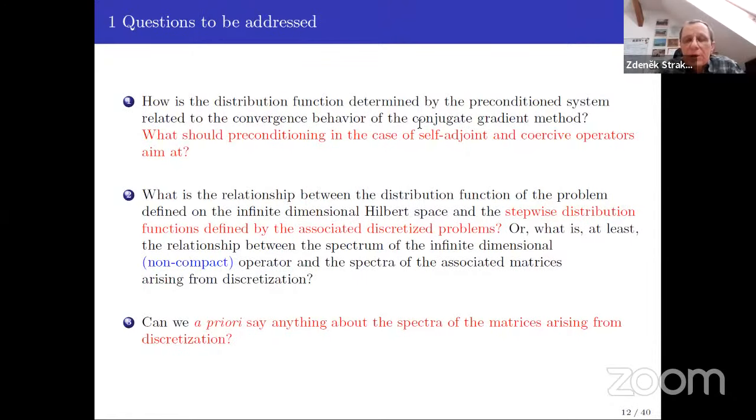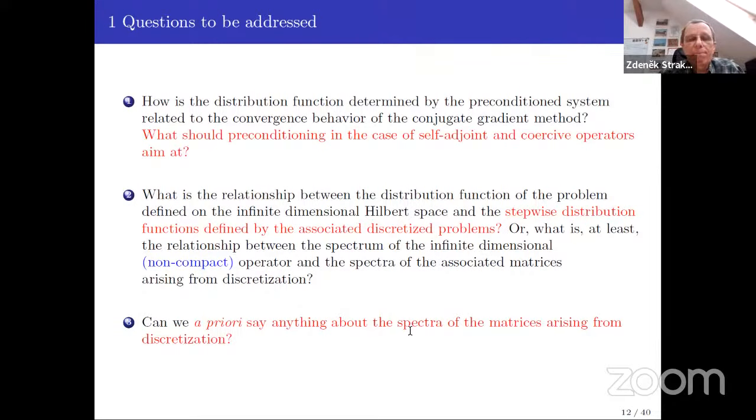So the first question is, we have said that the behavior of the conjugate gradient method for this self-adjoint case is determined by the distribution function. So we should describe that a little bit more. That will be easy because it is now, I would say, described in textbooks and monographs. But the more important, more original thing is we should ask what is the relationship between the distribution function of the problem in infinite dimension and the stepwise function that we get for matrices when we discretize, and then refine the discretization, for example. So what will happen? And what will happen in the process of CG then also?